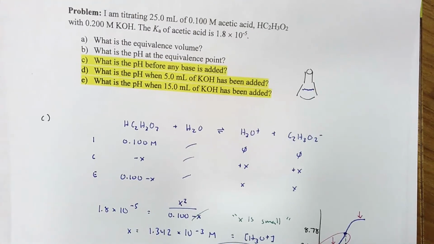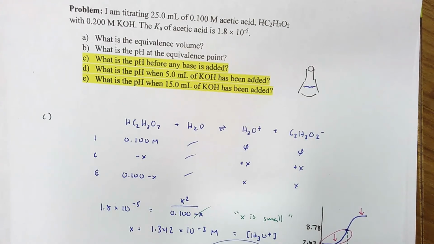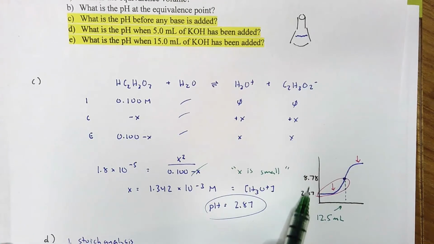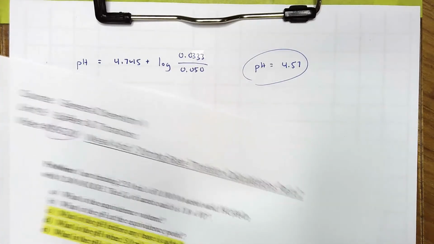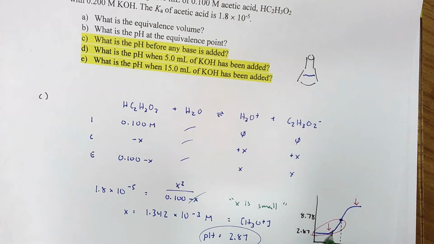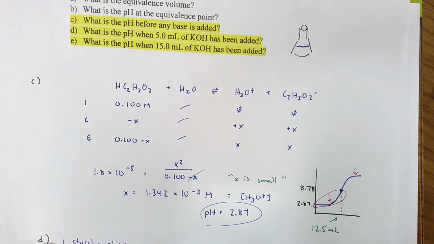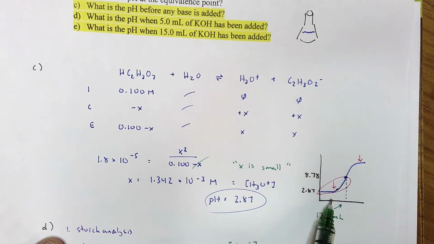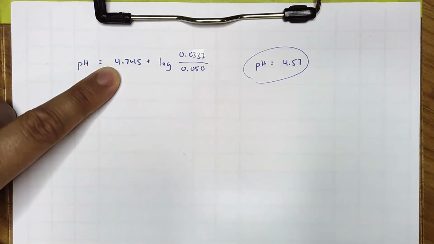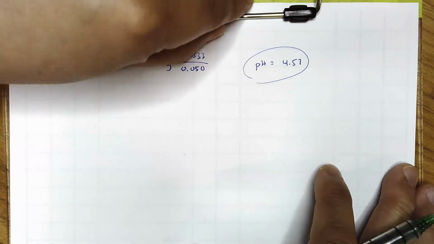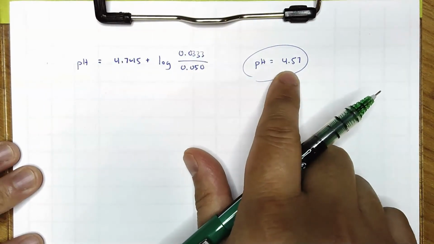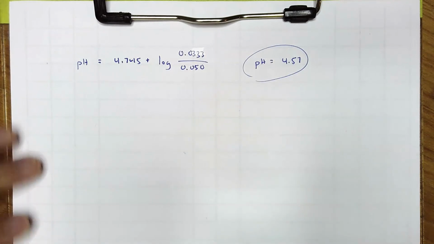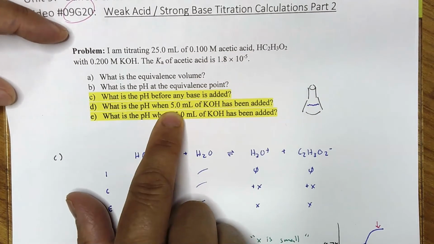Okay, it is definitely between these two numbers. What was it? 4.57. Okay, so it's on this curve, maybe right there. Is it the half equivalence? It's not. It's actually below the half equivalence. So at the half equivalence, remember the pH equals the pKa. Well, the pKa is that, and it is below half equivalence, so it makes sense that it is lower, 4.57. That is, again, the pH before we get to equivalence.